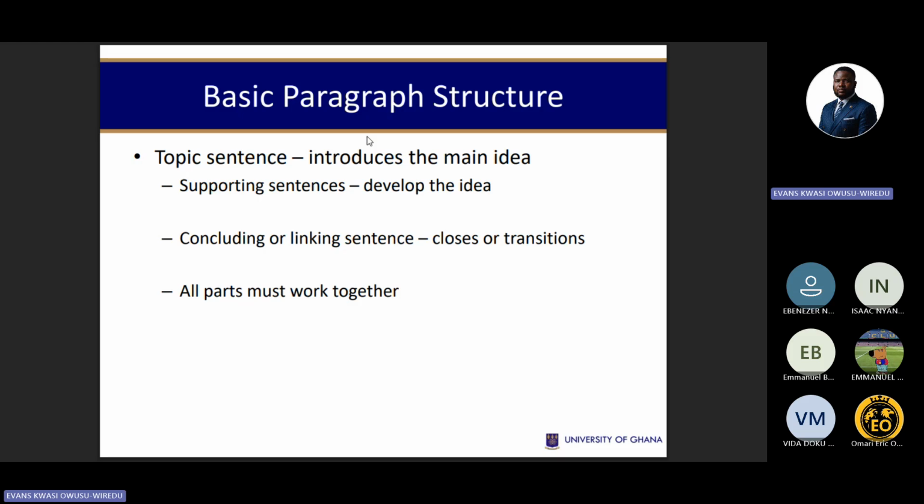Exactly. Concluding or linking sentences, clauses or transitions. So these sentences are rather helping you to enter into another sentence, right? Or is helping you to end. Are we following? They help you to conclude.